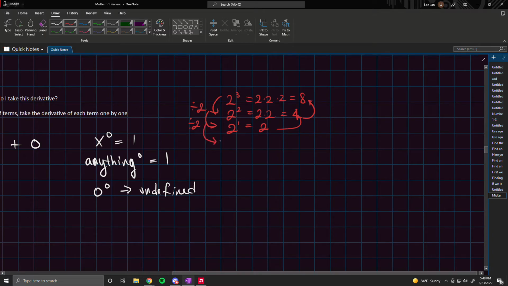What do I do if I want to keep continuing the pattern? What's 2 to the 0? Well, that's 2 divided by 2, which is just 1. And you can see that if I plug in any number, it doesn't even have to be 2, I'm going to be dividing by that same number, and that number divided by itself will always be 1. And then, if you continue the pattern, what's 2 to the negative 1?